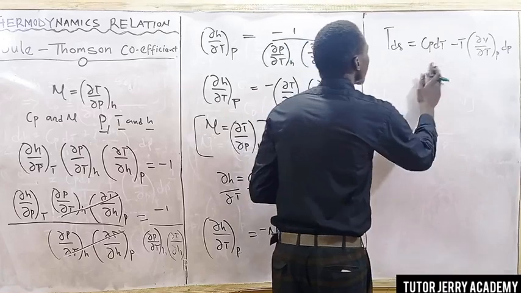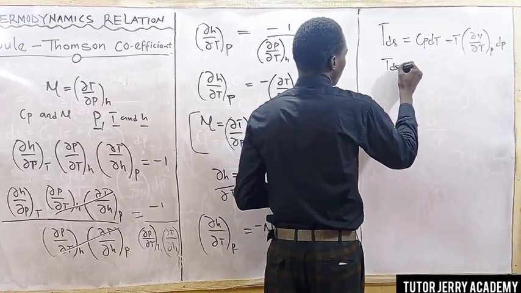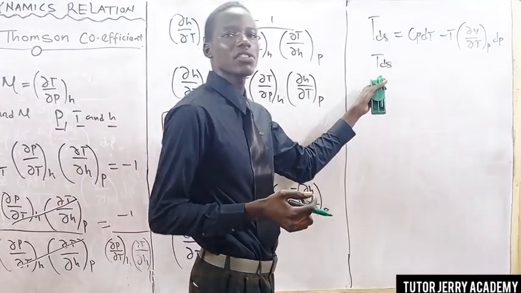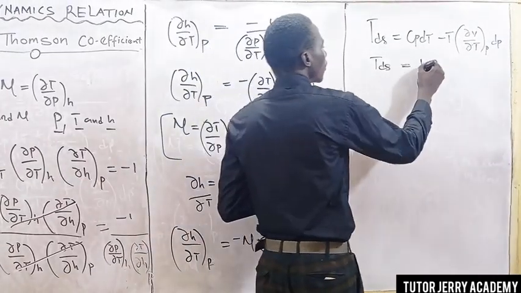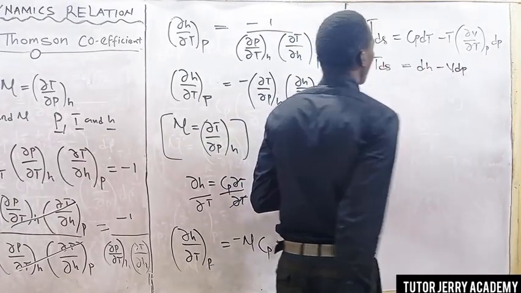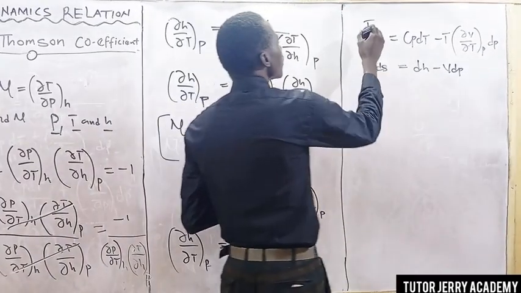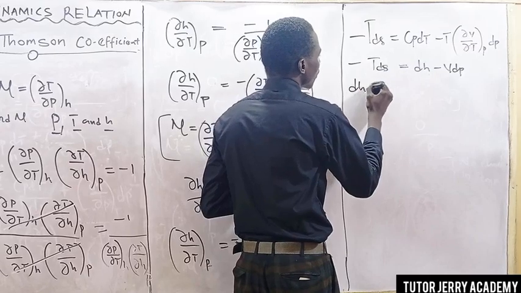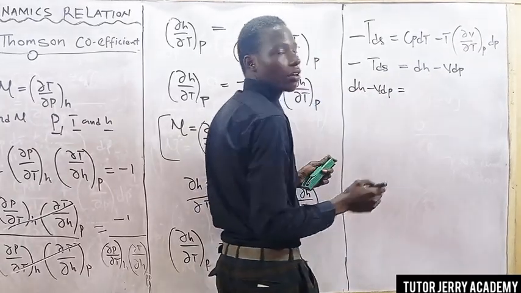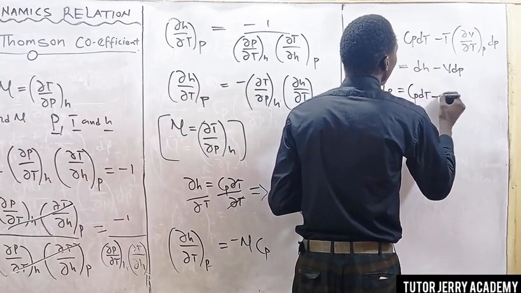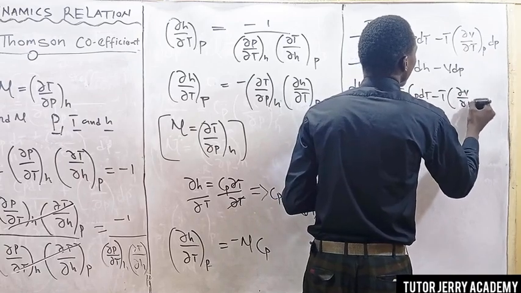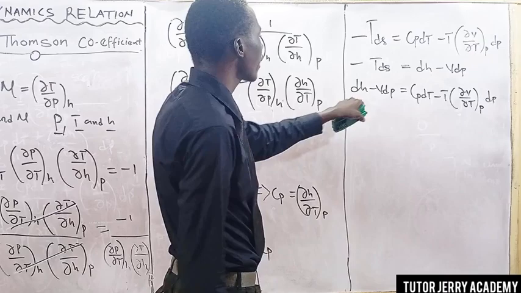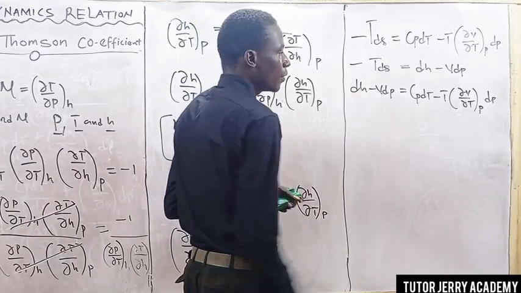Next, we also know, from our laws of thermodynamics, that we have derived a relationship showing that TdS is equal to dH minus V dP. You can also find this in our previous videos. Now, equating these two equations, we have dH minus V dP equal to Cp dT minus T into dV over dT dP. So this is what we are going to be having. Next, we are going to take minus V dP to the other side of this equation.